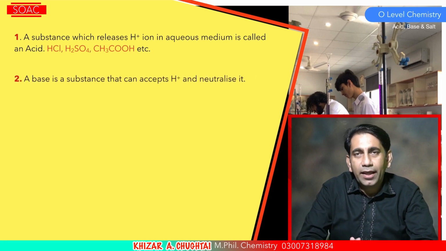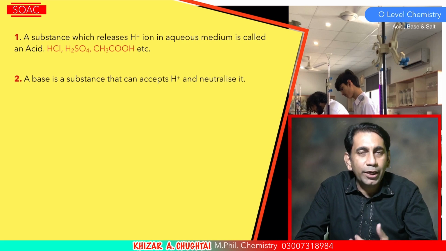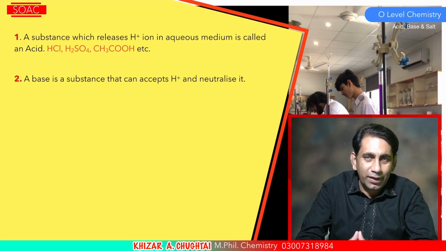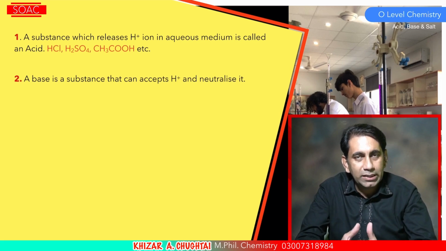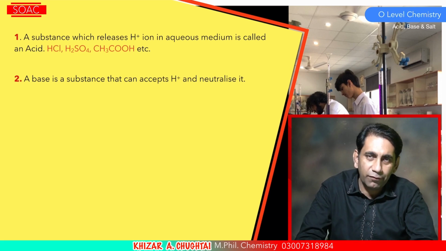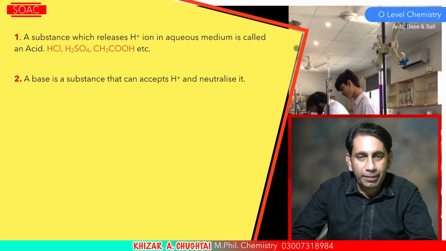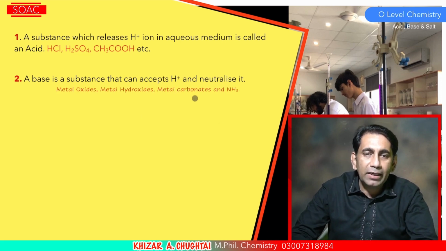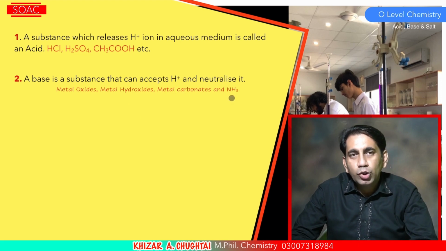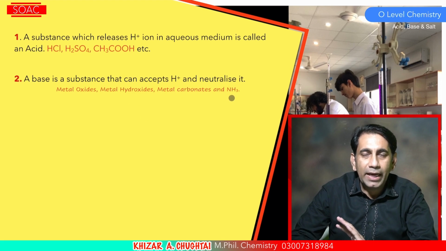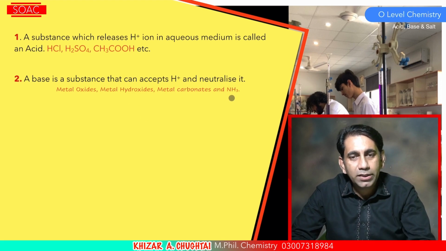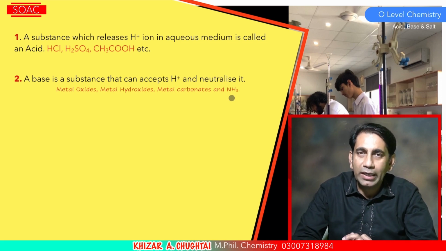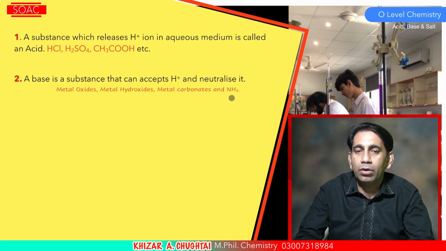Next one is the base. A base is a substance that can accept a positive ion and neutralize the acid. Any compound that has the capability to accept a positive ion and neutralize the acid, that is the typical definition of the base. For example, metal oxide, metal hydroxide, metal carbonate and ammonia. These four types of substances are generally known as bases.